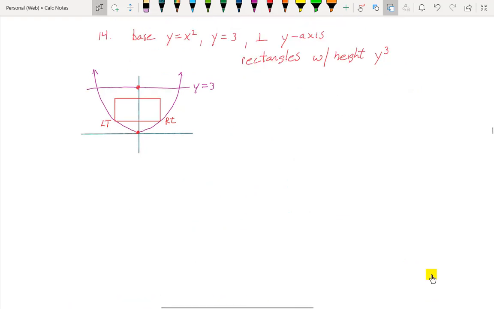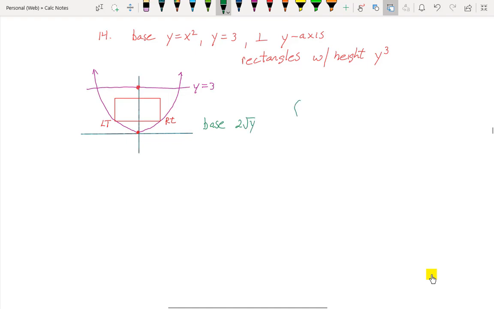Okay, so here's our last one. I just used the picture from up top. And so we've got basically rectangles this time, perpendicular to the y-axis, same equation, same restrictions on our integral, 0 to 3. But now the height of the rectangles is y cubed. We already know that the base, because we found that out in the last one, is 2 square root y. We did that work in number 13.